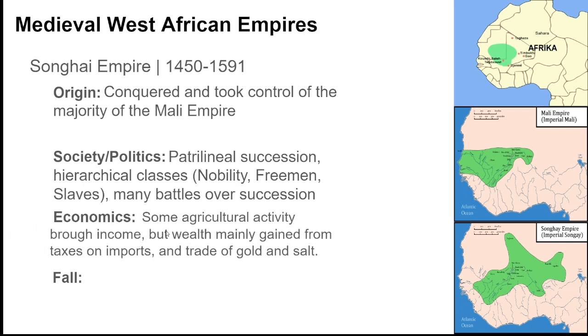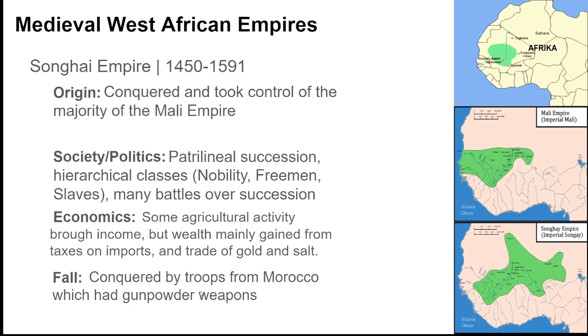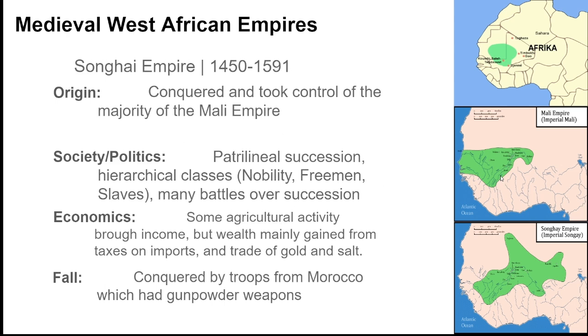Economics: some agricultural activity brought income, but wealth was mainly gained from taxes on imports and trade of gold and salt. Finally, their fall. They were conquered by troops from Morocco, which had gunpowder weapons. They were able to conquer them obviously because they had gunpowder-powered weapons, but also because they were in a civil war, or it was before this, I don't really remember, and they were very weak at the time.